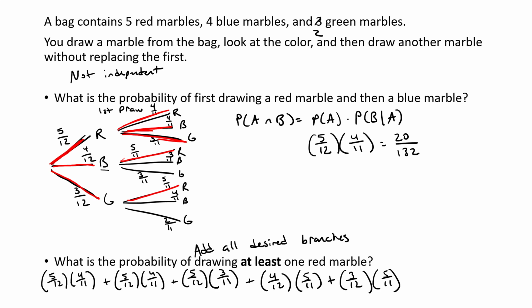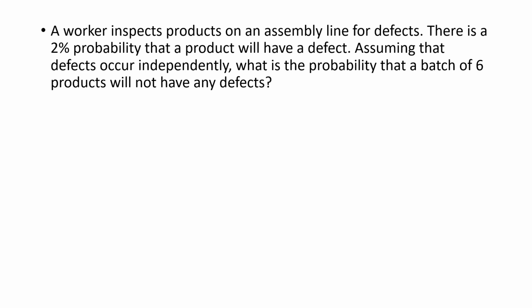Working with independence a little bit more. A worker is inspecting products on a line. There's a 2% chance that a given product will have a defect, and we will just assume that defects happen independently. So one product being defective does not make it more likely that another product is defective. What is the probability that a batch of 6 products will not have any defects?